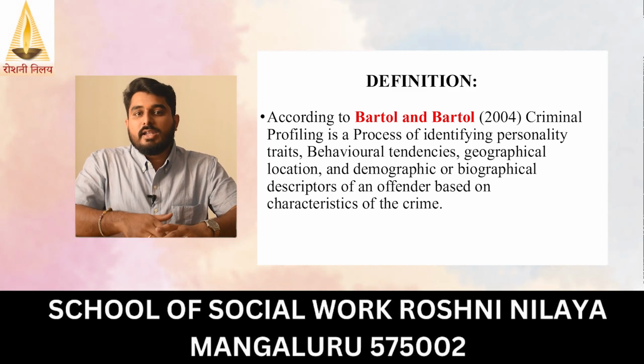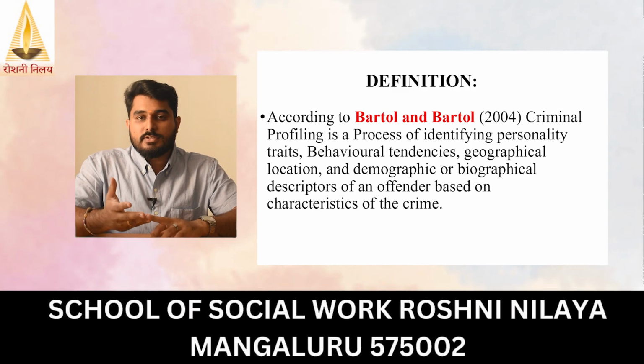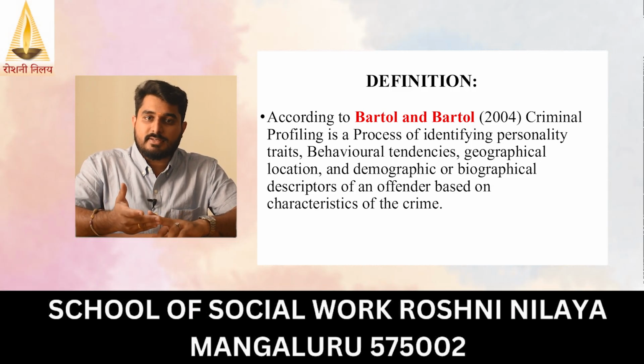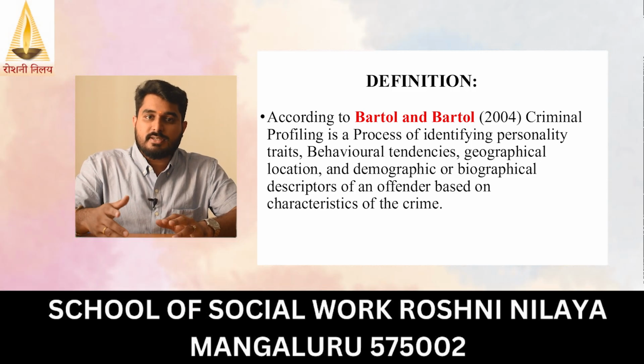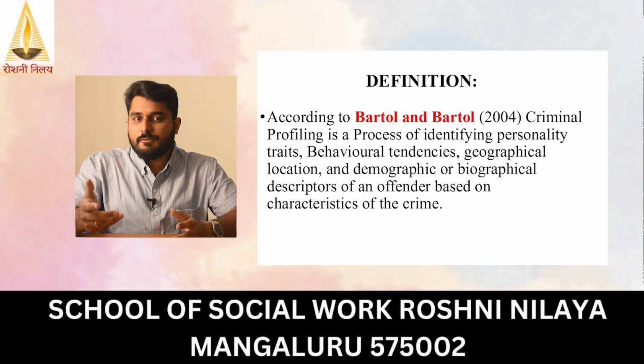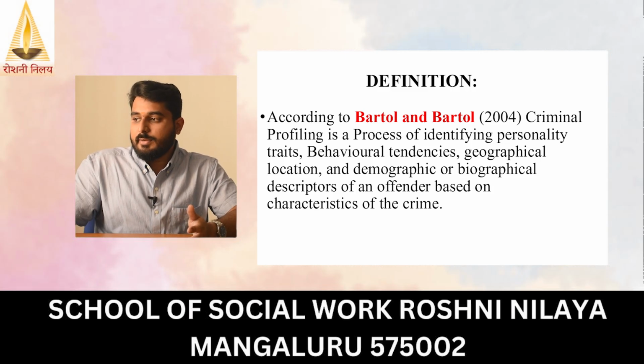So here we mainly focus on personality traits, then behavioral tendencies, then geographical locations, such as the residence of the criminal, the place where he abducts the victim, where he commits his crime, that is the primary crime scene, then the secondary crime scene, then the place where he disposes the body. So this all comes under geographical locations. Then demographic or biographical descriptors, such as height, weight, and physical features of the criminal, based on the evidence we find on the crime scene.